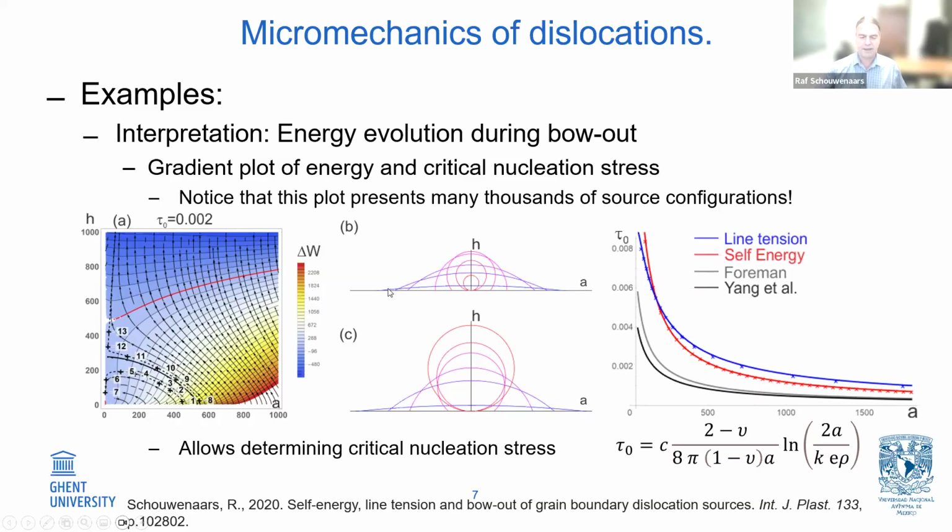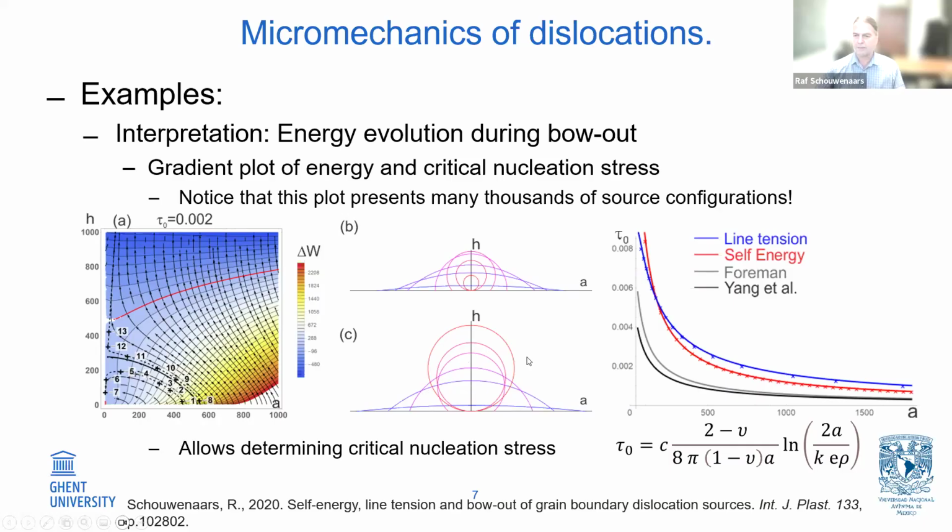You will start with a dislocation with a small bow out, and then the energy evolution is that it will bow out further and then start to shrink. And it shrinks back into the grain boundary. But if we are above the limiting line, then a dislocation will start to bow out. It will also become a closed loop, but a closed loop which is emitted into the grain. So that gives a critical nucleation stress.